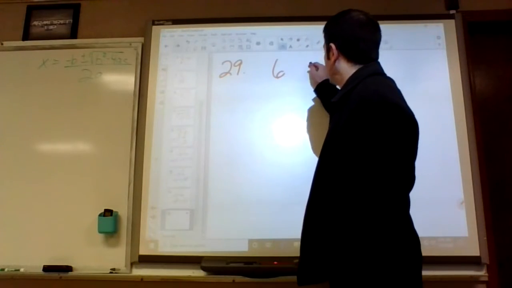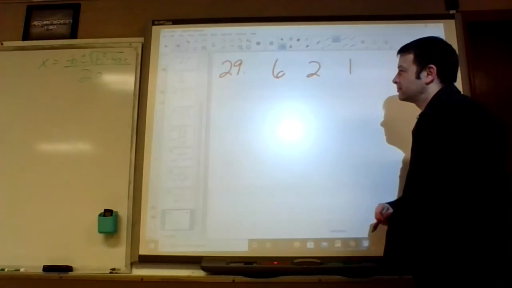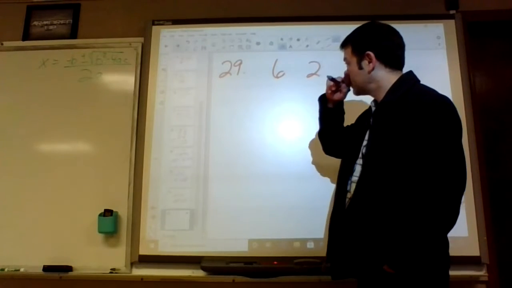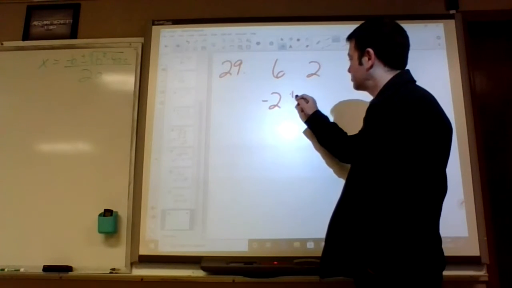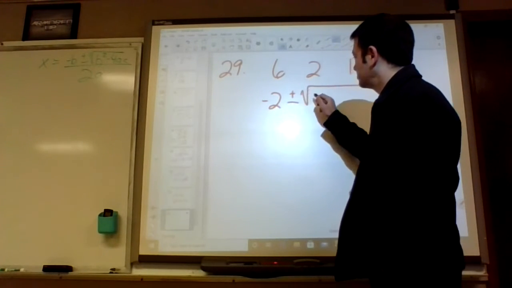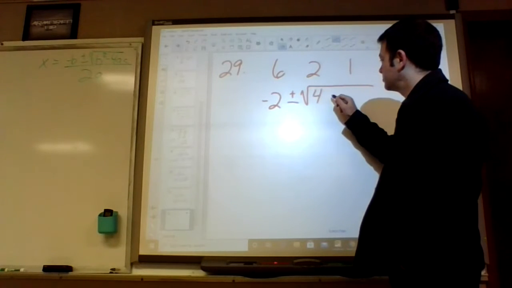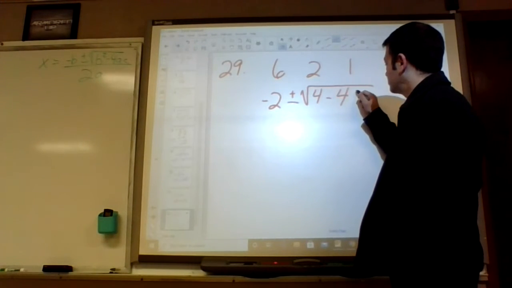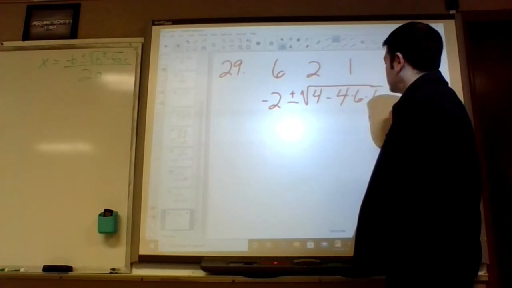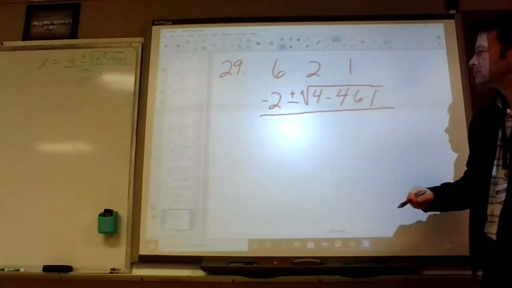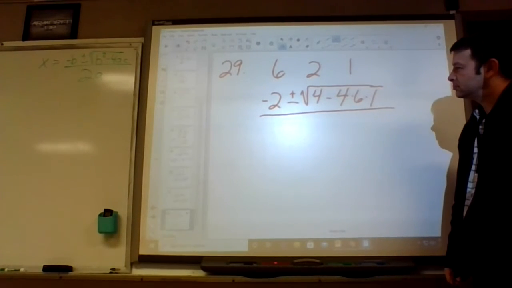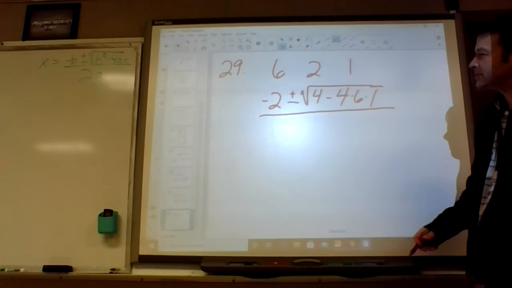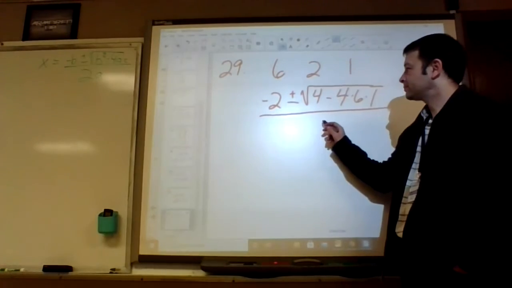Alright, so we got 6, 2, and 1, right? Mm-hmm. Alright, Jackson, why don't you try this one? Okay, so A is 6, B is 2, and 1 is C. And so you do negative 2 plus or minus the square root, and 2 squared is 4, minus 4 times 6 times 1, which is negative 20. Okay. And so it's over 12.